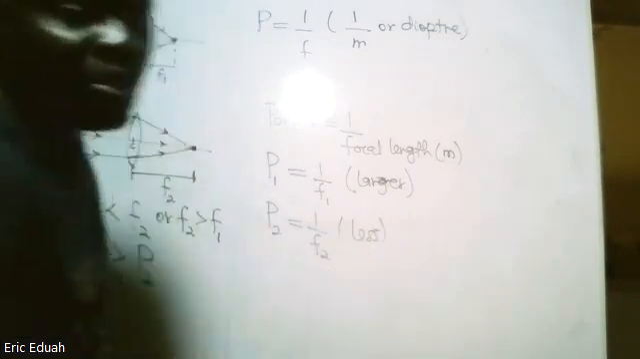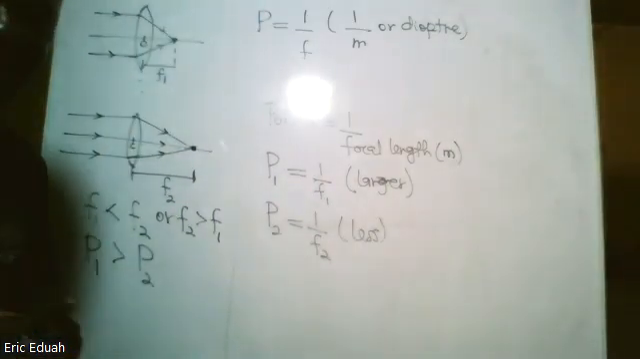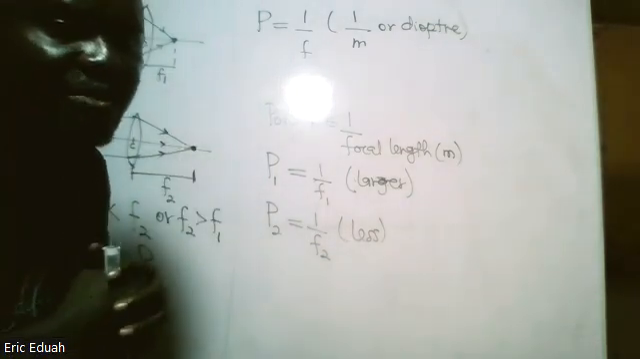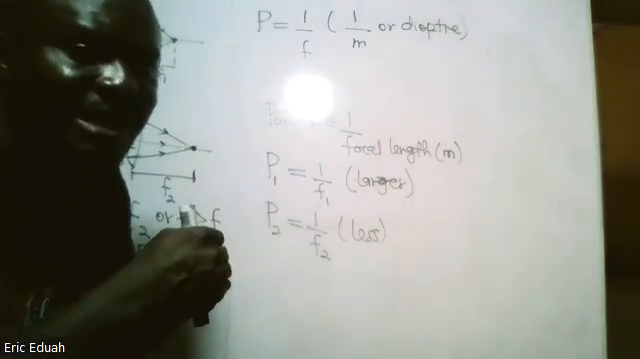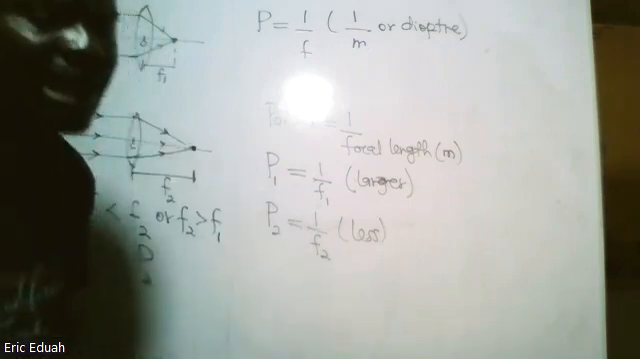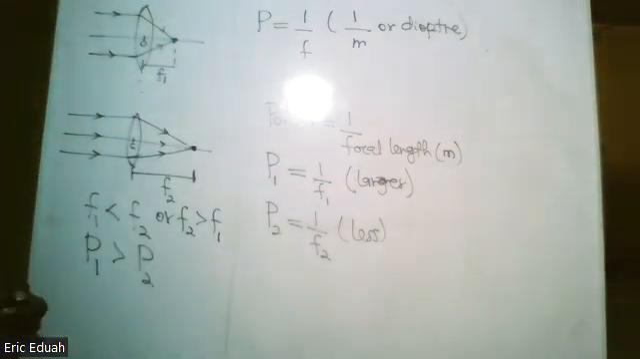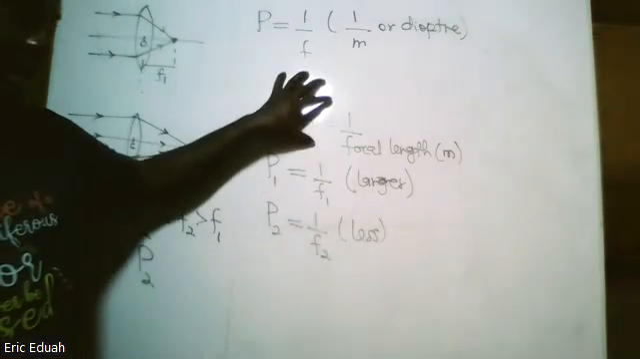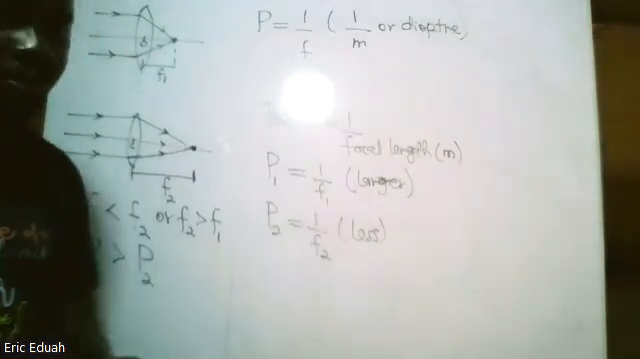So what we can deduce from here is that if a lens has a shorter focal length, then it can deviate the path of light better. The SI unit of the power of a lens is per meter, or diopter.